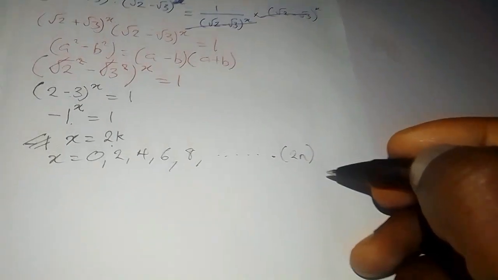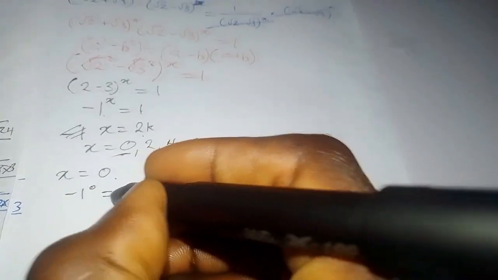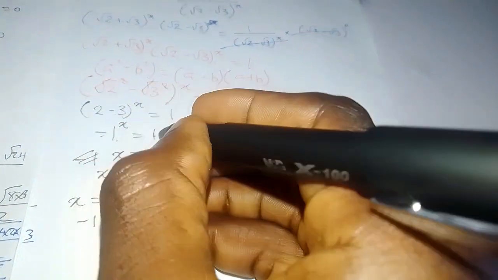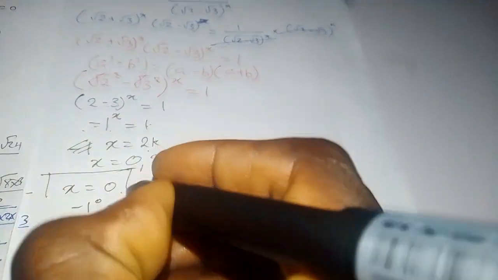That means the best answer I can give for x in this place is that x should be 0, because any value raised to power 0 will give me 1. So I can say x equals 0, or you say that −1 raised to power 0 will give us 1. You can test it for this, and that's the final answer for x in this question.